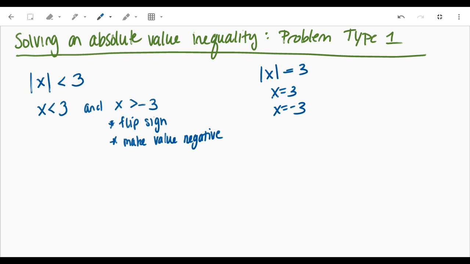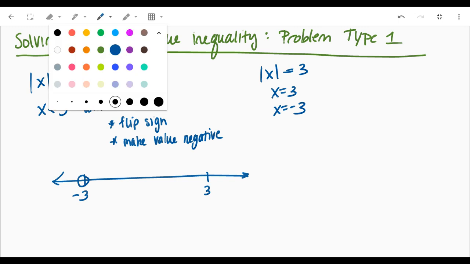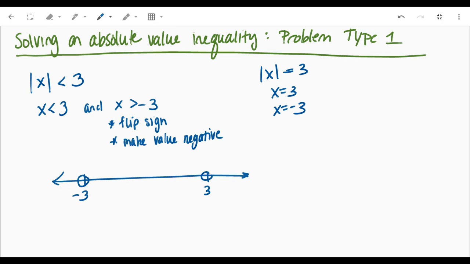Because you'll know on your number line that we need open circles because it's just less than or just greater than. Oh, I just made a mistake there. I circled the 3. Okay, and then if you're unsure, just think, would 0 make this true? Is the absolute value of 0 less than 3? It is. So I know that I should be shading that region between there.